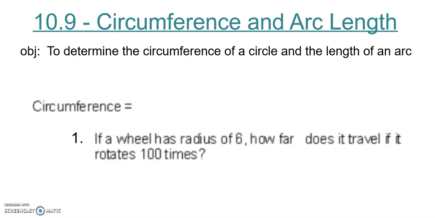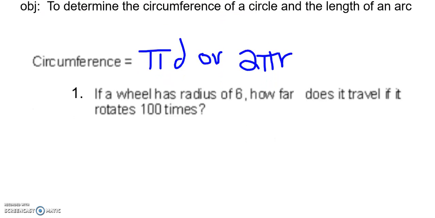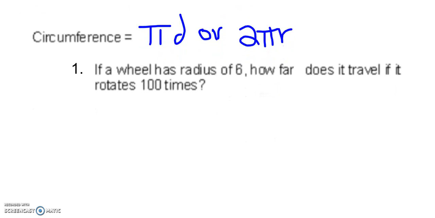We should know the formula for circumference. That is just pi times diameter, or 2 pi r. Okay, so that should be familiar. So the first example says, if a wheel has a radius of 6, how far does it travel if it rotates 100 times? Alright, so if we're looking at a wheel here, and our radius is 6, we want to know how far it travels if it rotates 100 times.